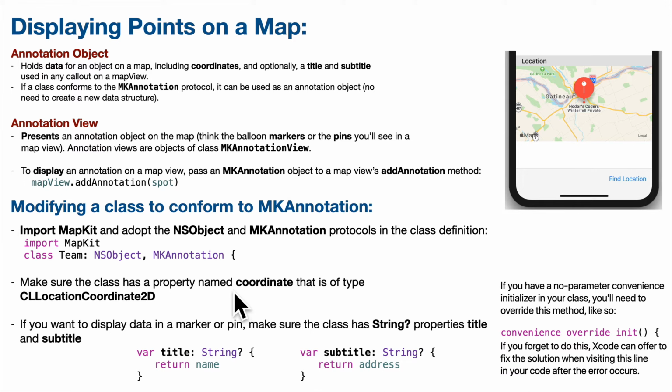And if you need to display the title and subtitle on your map annotation marker, you'll need String optional title and subtitle properties. Now, one other thing: Xcode will complain that we also need to put override on any no parameter convenience initializers, and that's because NSObject already has one of these. It's really easy to overlook this step if you have a no parameter initializer in the class, but if your code ever refuses to compile by highlighting this initializer, just accept the code fix to override the method.